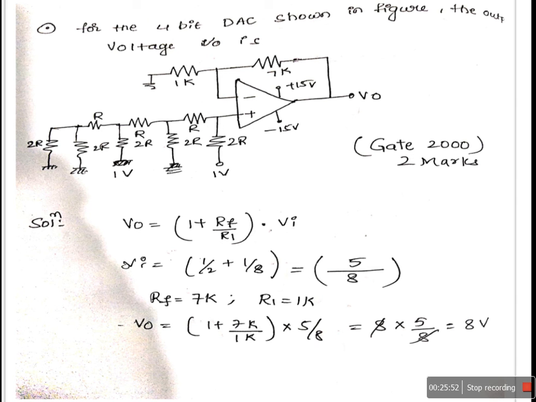So in order to understand the problem, just check whether the ladder is connected to the inverting terminal or the non-inverting terminal. The ladder is connected to the non-inverting terminal, so the non-inverting amplifier output voltage is 1 plus RF by R1 into Vi, and we need to calculate the input voltage. So here the voltages are 1 by 2, 1 by 4, 1 by 8 and 1 by 16. Here the 1 by 4 bit is connected to ground and the 1 by 16 bit is connected to ground. Remaining we have only 1 by 2 and 1 by 8. So the input voltage is 1 by 2 plus 1 by 8, that is 5 by 8. I substitute all the values and finally get the output voltage as 5 volts.